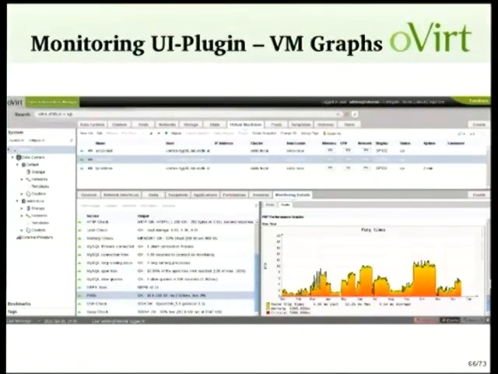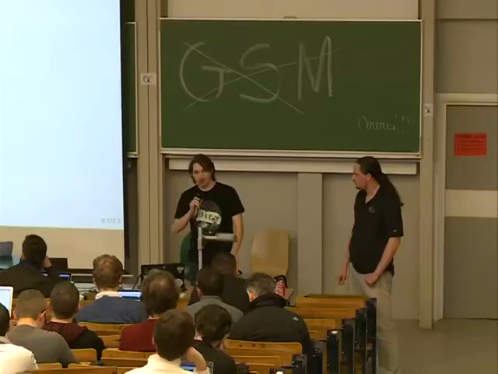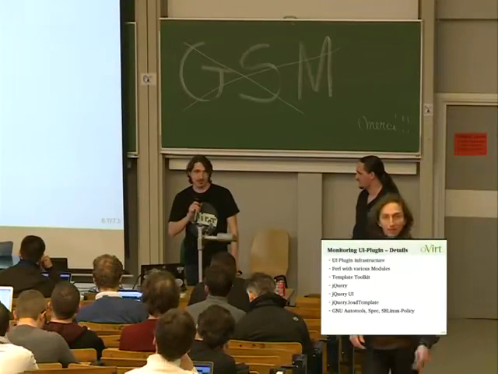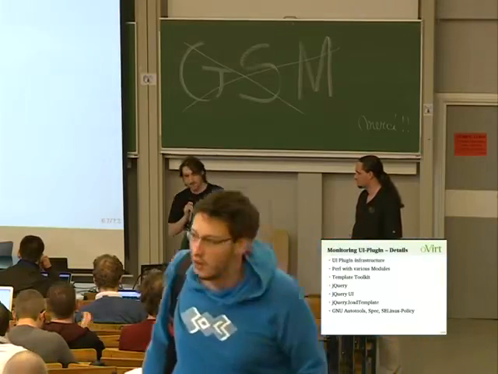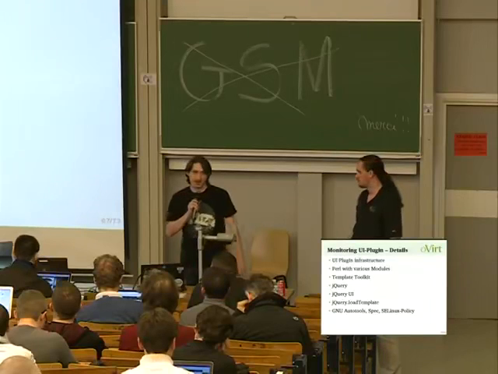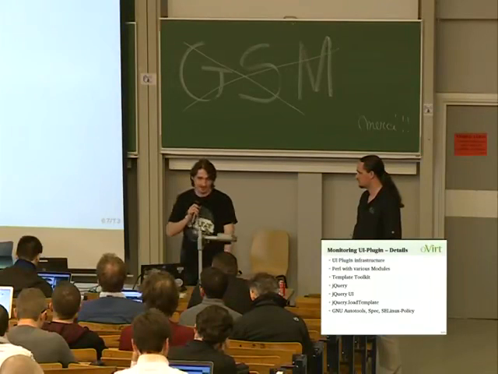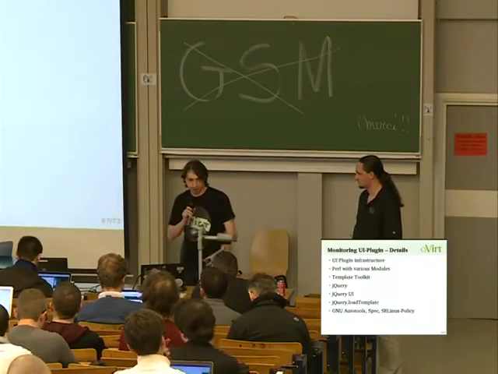Next, you can also show your PNP for Nagios performance data with it. In this example, we have the ping times for the ping check of a virtual machine displayed. All this is done using the UI plugin infrastructure, so I created the subtabs. All the code to communicate with Icinga is done in Perl. I use the IDO database of Icinga or Nagios, or if you want, the MK Livestatus API. Then I have the Template Toolkit, jQuery, and jQuery UI for displaying the results. So the look and feel is nearly like oVirt, and it's all done with jQuery and CSS. I've also included autotools for configure and make install, spec files, and an SELinux policy for it.